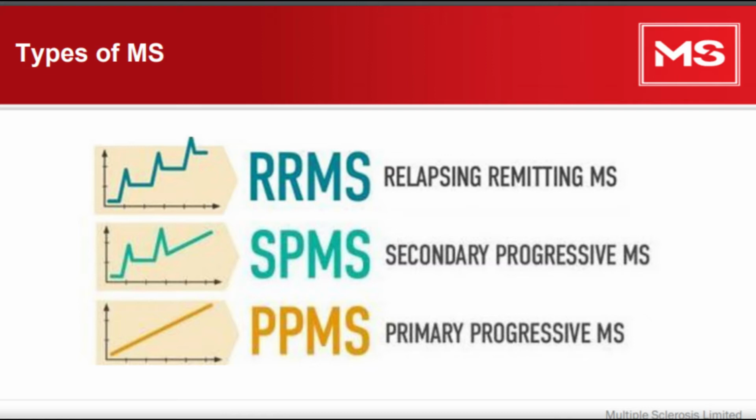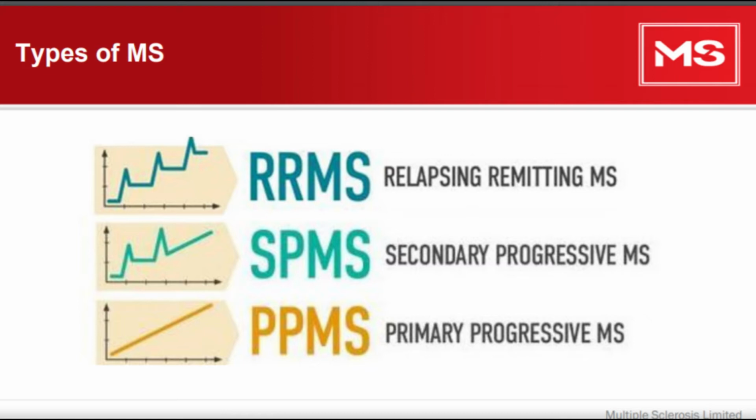With secondary progressive MS, this often occurs around 15 years, and again very approximately, after somebody has been diagnosed with relapsing remitting. So they have a relapsing remitting type of MS, and then it changes into a progressive type, where the condition gradually worsens over time.